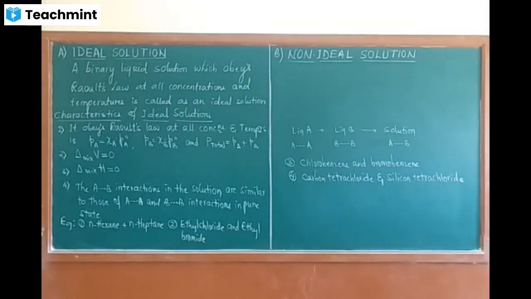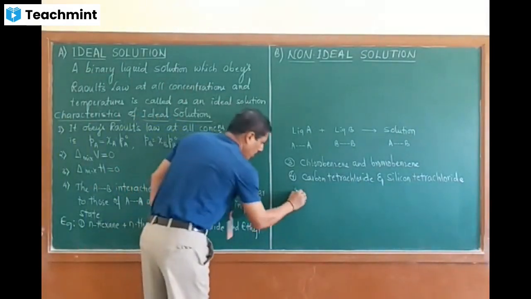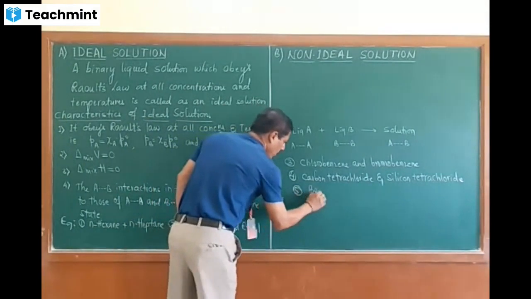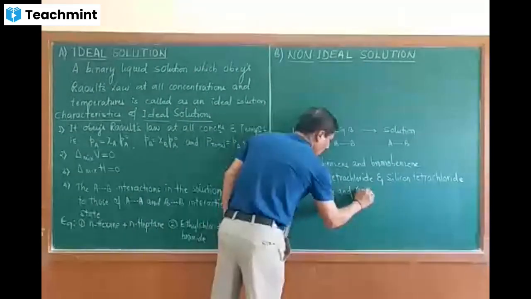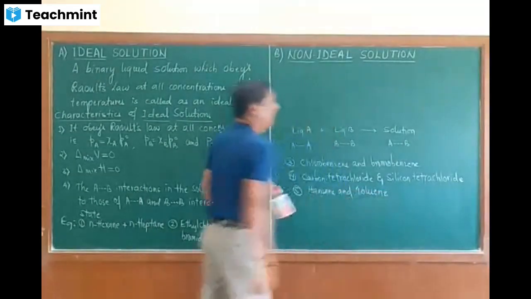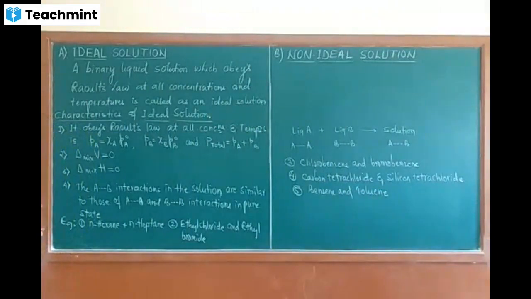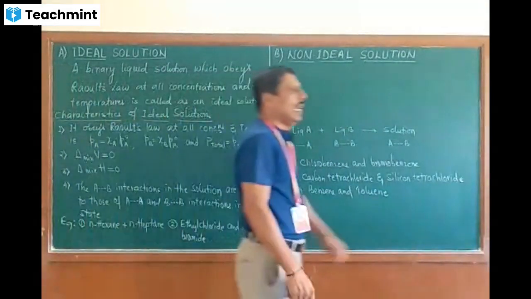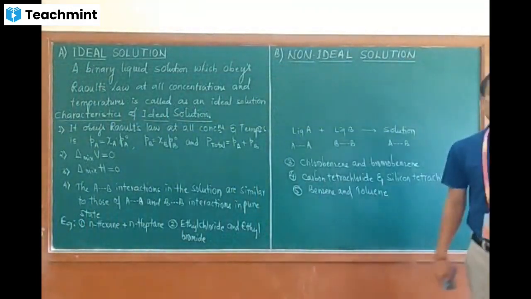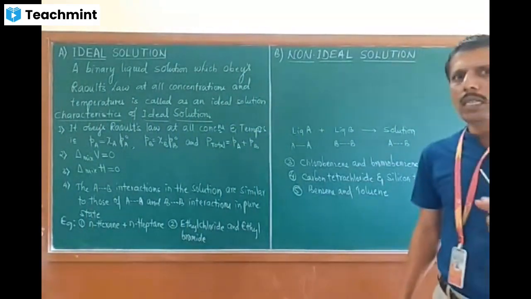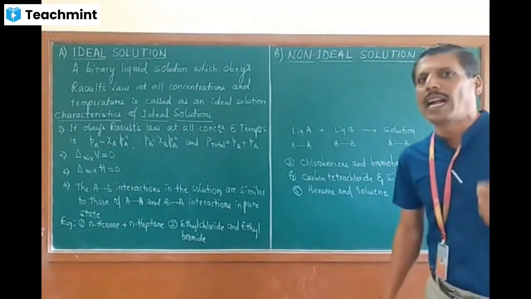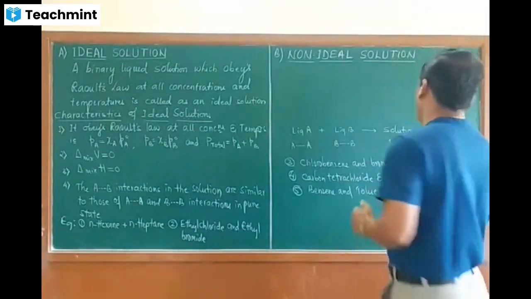One more example: fifth example, benzene and toluene. Is it right? See, these are a few binary liquid mixtures which show nearly ideal behavior. They are not perfectly ideal. There is no example for a perfectly ideal solution. Is it clear?